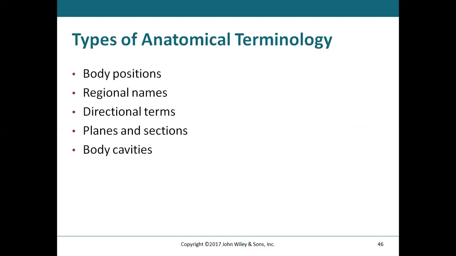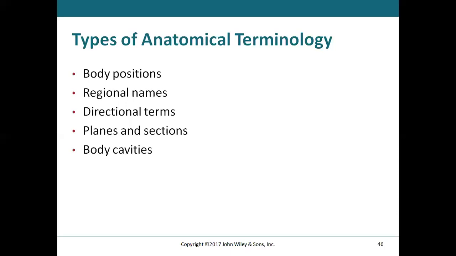So when we talk about anatomical terminology, it's important to recognize that the position of the body is something that is often described by anatomists or doctors or other physicians. Then there are regional names, the names of different areas of the body, and directional terms, the way something is pointed in direction to another object, and planes and sections. We'll talk about planes and sections. This is important probably most for things like imaging or dissections.